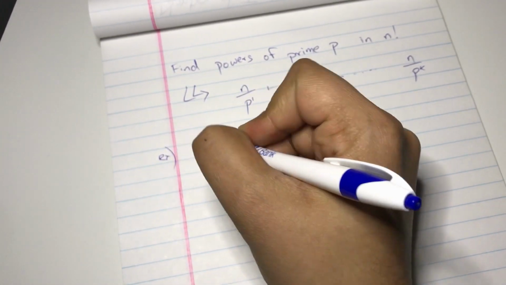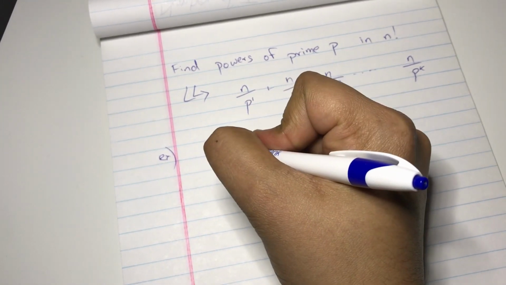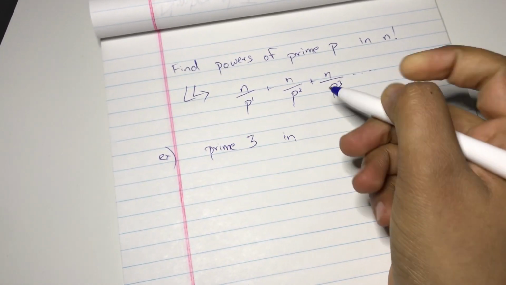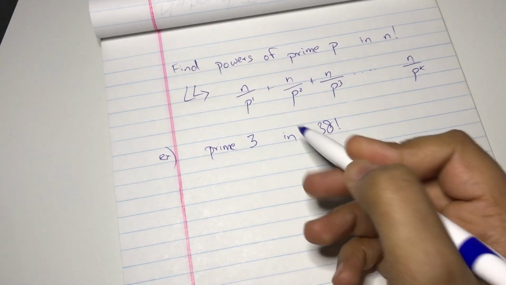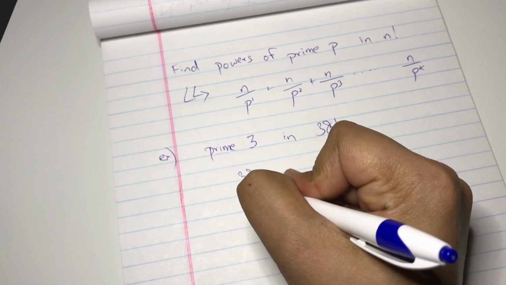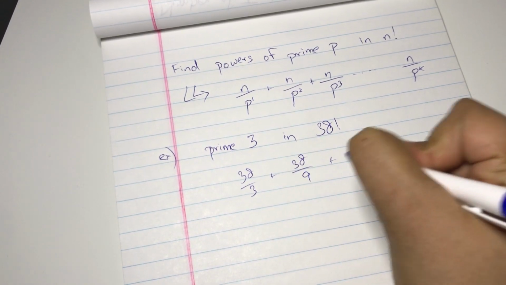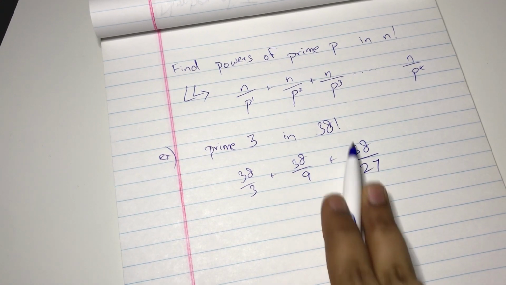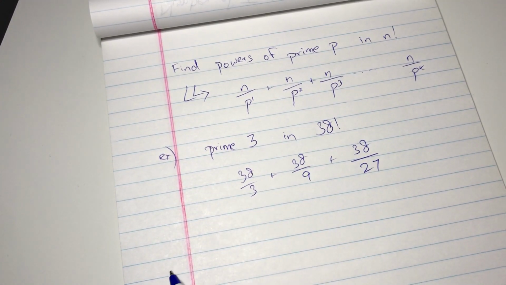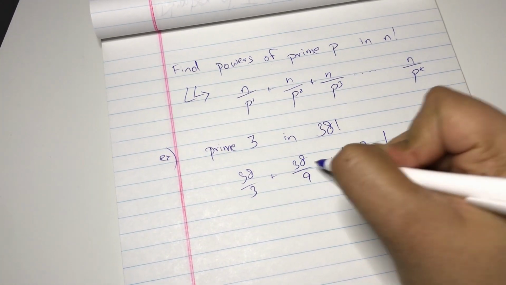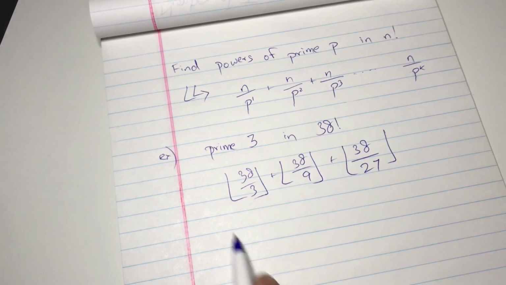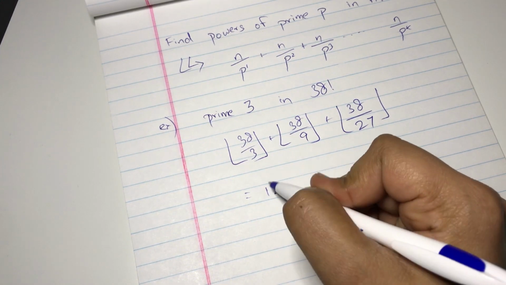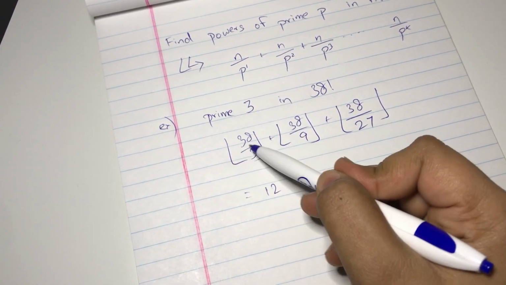Find the powers of prime 3. Let's do the same 38 factorial. So basically, what you do is 38 divided by 3 plus 38 divided by 9 plus 38 divided by 27, and 27 is as high as you can go because this is 3 cubed. 3 to the power of 4 equals 81, and I can't really use that because 81 is greater than 38, and I'm also doing just the quotient for this. So let's see what this is. 36 is 12, so 3 times 12 equals 36. That's as much as you go from here.